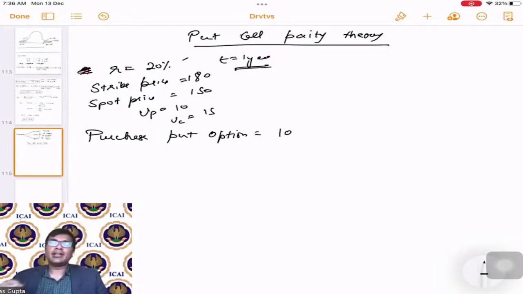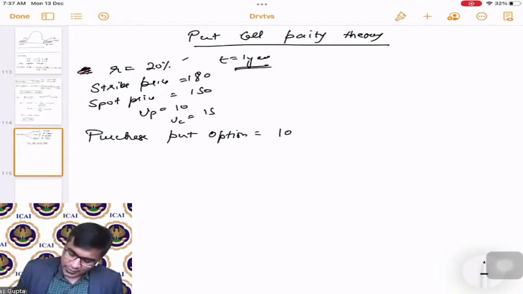Now, what additional thing does he have to do in case he's purchasing the put option? That means he's purchasing the right to sell. In case he's doing that, he needs to have that share with him, because on the expiry date, once he's going to exercise the option of selling the share, he needs to have that share to sell it. Correct?